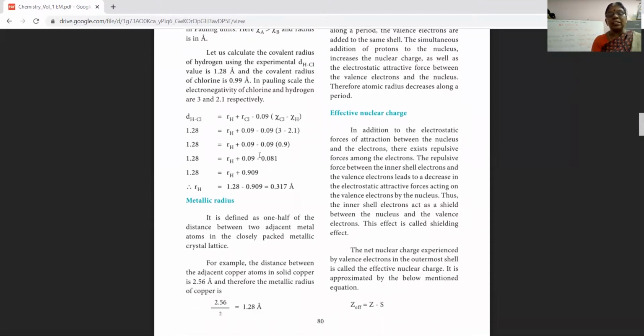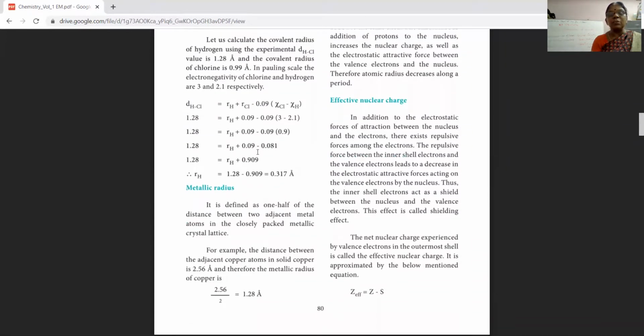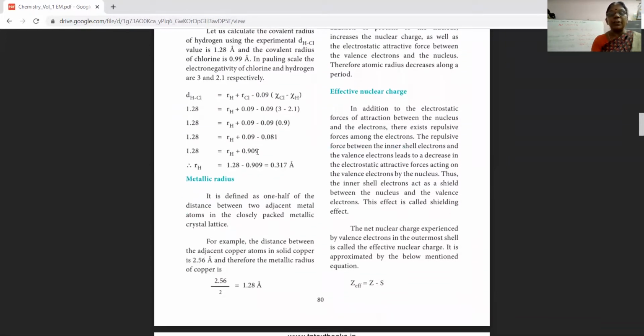Effective nuclear charge. In addition to the electrostatic forces of attraction between the nucleus and the electrons, there exists a repulsive force among the electrons.